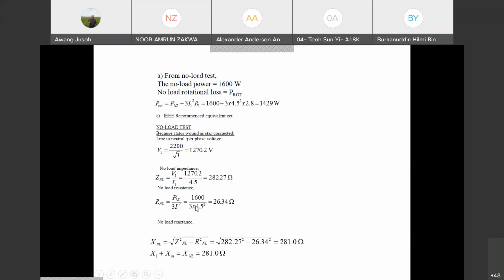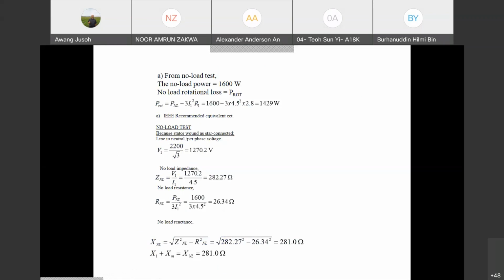4.5 A squared multiplied by 3. 16,000 divided by 3 means per phase. 1600 divided by 3 gives the power per phase. No load divided by 3. You get per phase divided by this current, and you get this R no load. We call it this R no load, the resistance during no load.